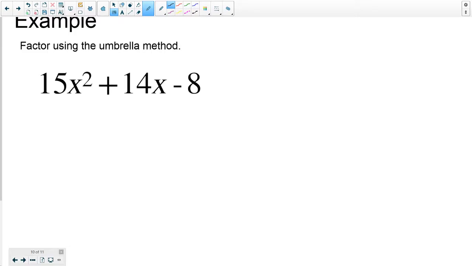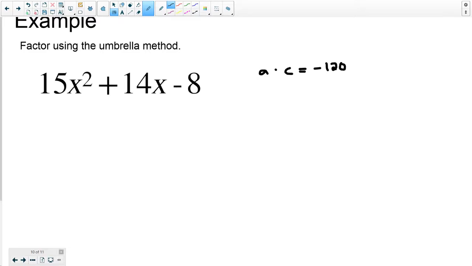All right, factor using the umbrella method. So again, remember, we're going to multiply a times c first. So a times c is equal to, 15 times negative 8 is going to be negative 120.